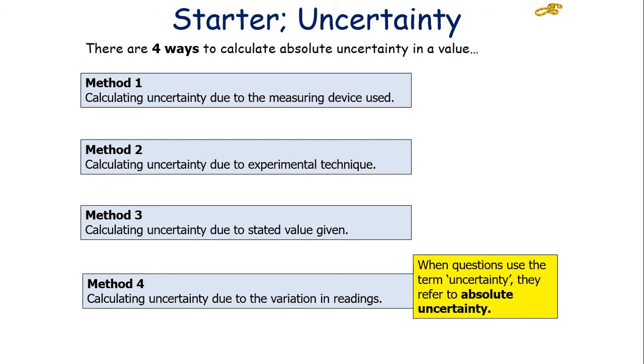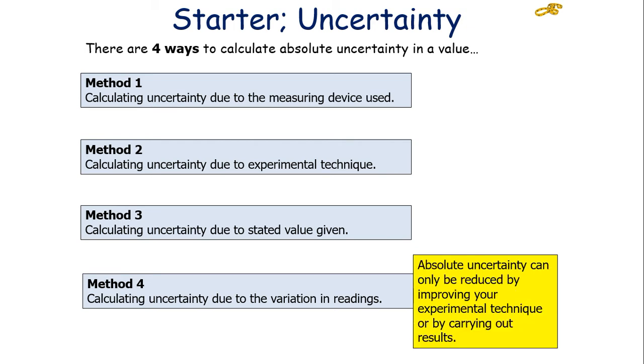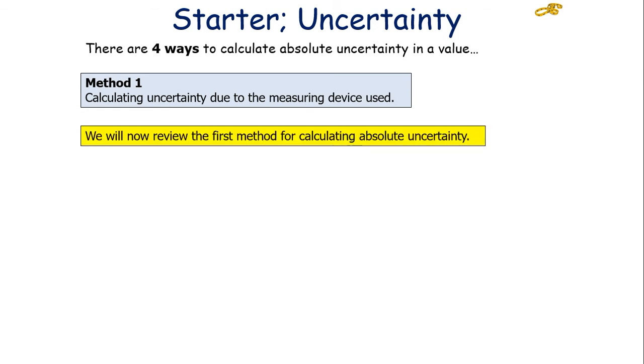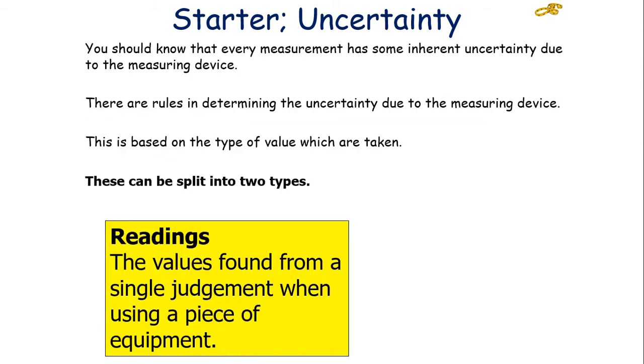Now, when questions use the term uncertainty, they refer to absolute uncertainty, not percentage uncertainty. You only calculate percentage uncertainty when a question explicitly states the phrase percentage uncertainty. An absolute uncertainty can only be reduced by improving your experimental technique or by carrying out more results. So, we're now going to review the first method for calculating absolute uncertainty.